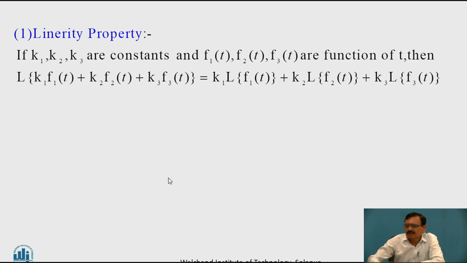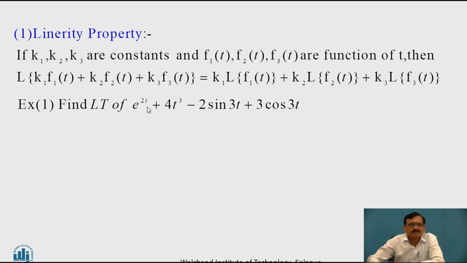And now we will see the linearity property. If k1, k2, k3 are constants and f1 of t, f2 of t, f3 of t are functions of t, then Laplace transform of k1 into f1 of t plus k2 into f2 of t plus k3 into f3 of t is equal to, constant term can be taken outside, that is k1 into Laplace transform of f1 of t plus k2 into Laplace transform of f2 of t plus k3 into Laplace transform of f3 of t. Here we have taken 3 constants and 3 functions, and it is applicable for any number of constants and functions.